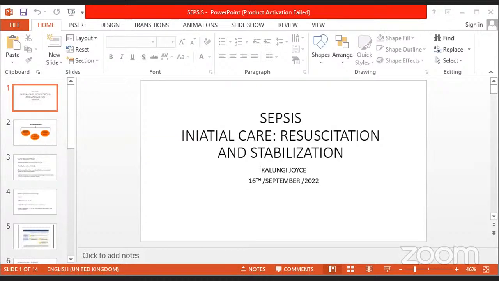Next question: is there a role for other plasma expanders like Haemaccel or Ringer's lactate in septic shock? And two, in patients with septic shock and severe anemia, is blood transfusion part of the 30 mL per kg? Dr. Joyce?